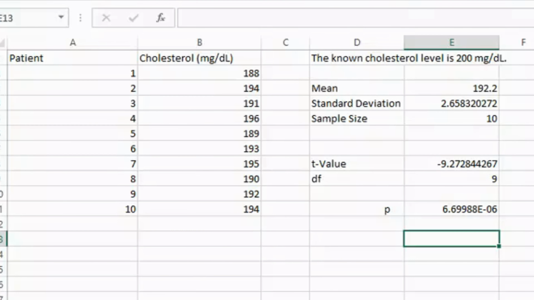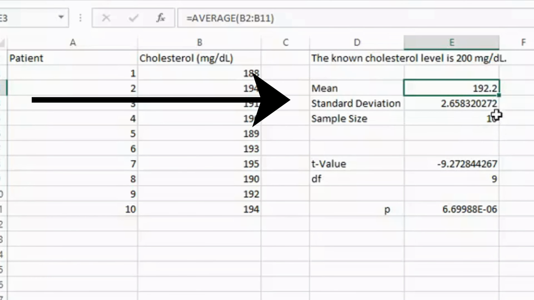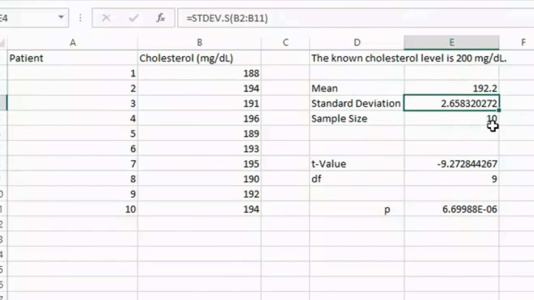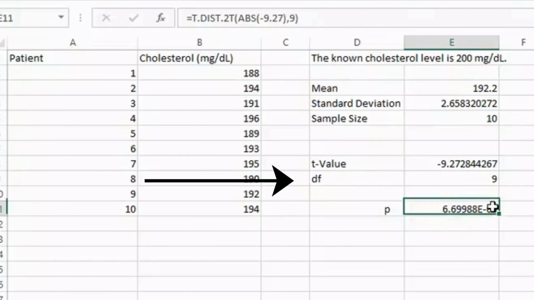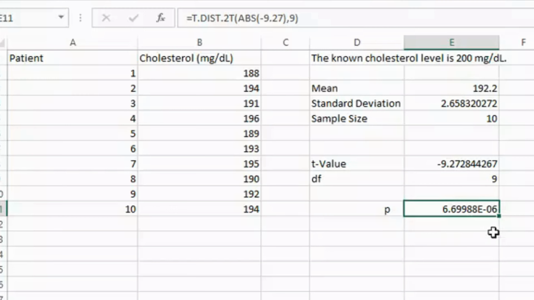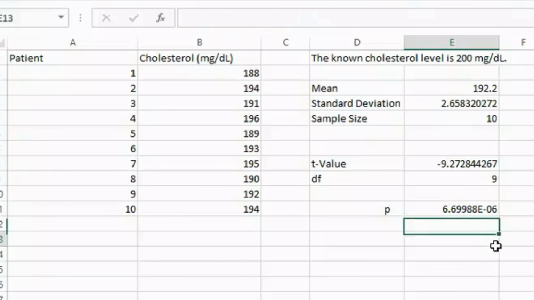To calculate a one-sample t-test, first find your sample mean, standard deviation, and sample size. Then enter these values into the one-sample t-test formula to calculate the t-value. Next, calculate the degrees of freedom. Finally, use the t-value to find the p-value, or simply use software such as Excel or SPSS, which calculates it automatically. If the p-value is less than 0.05, the difference is statistically significant.